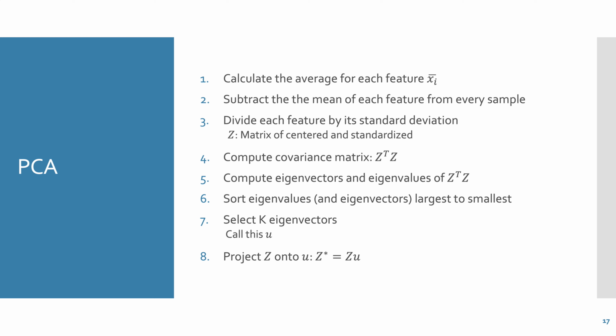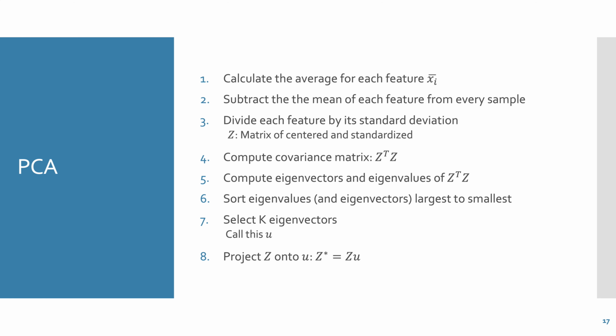Step 1, calculate the average for each feature. This will be denoted by X with a little bar over it. Step 2, subtract the mean feature from every sample. Step 3, divide each feature by its standard deviation. We now have a new matrix Z to represent our data, which has been centered and standardized. Step 4, compute the covariance matrix using Z transpose Z.